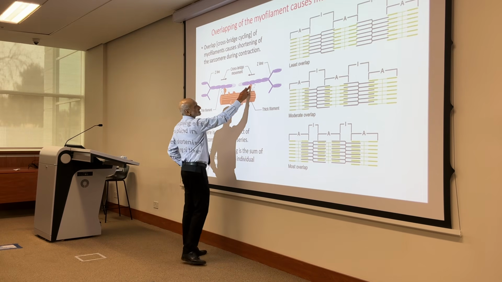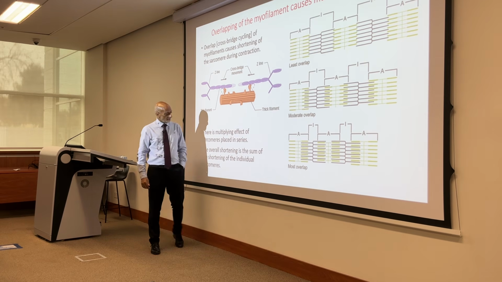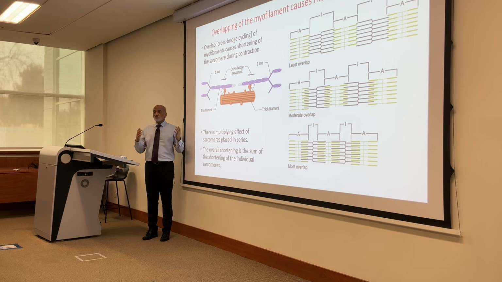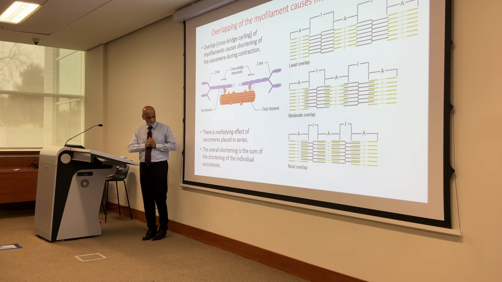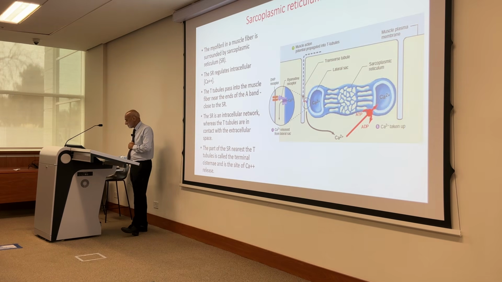Why? Because this is constantly pulling on the actin, okay? And it is this overlap and pulling on the actin that pulls on the Z line and therefore shortens the sarcomere. But because the sarcomeres are in series, and if all of them are shortening together, you have a multiplying effect, and therefore you will have a rather large shortening of the entire muscle itself. Okay. How that happens is obviously next week.